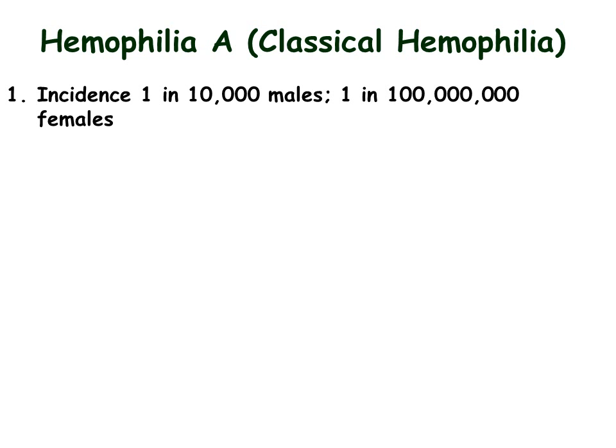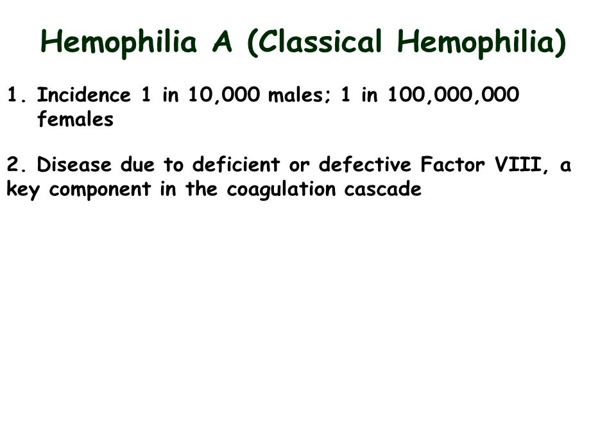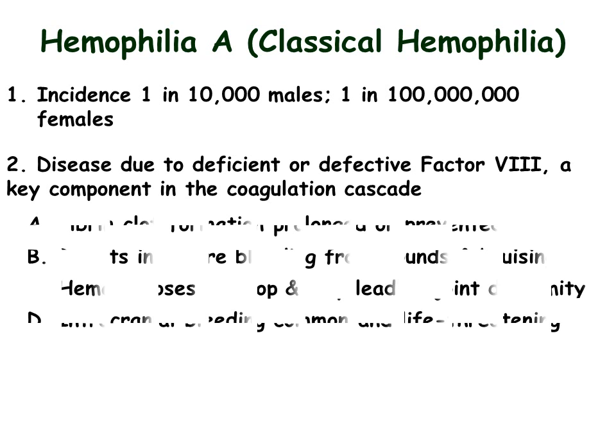Well, since I brought it up, let's talk about hemophilia A, also known as classical hemophilia. Incidence is 1 in 10,000 males, and I should say 1 in 100 million females. I was about to say a million, but that's 100 million females. Anyway, the disease results because factor VIII, which is very important in the coagulation cascade, is either deficient or defective, one or the other. It cannot participate in clotting.